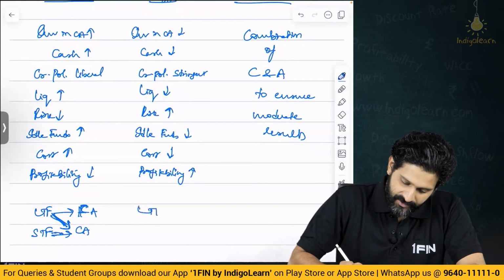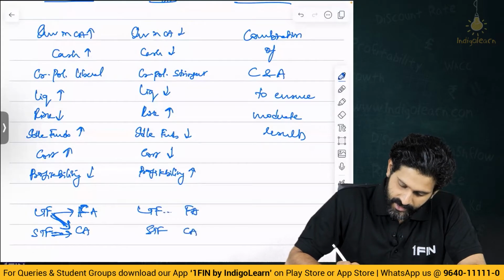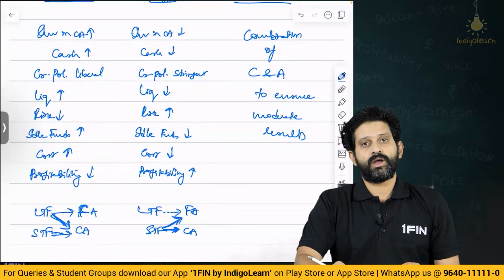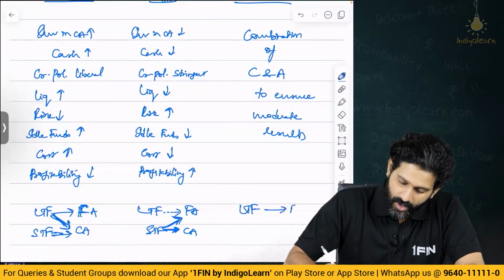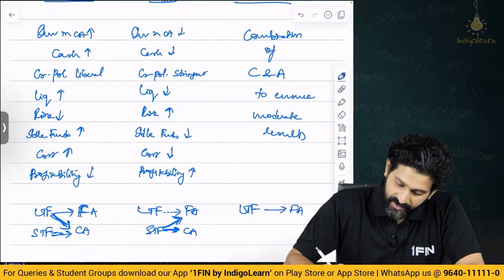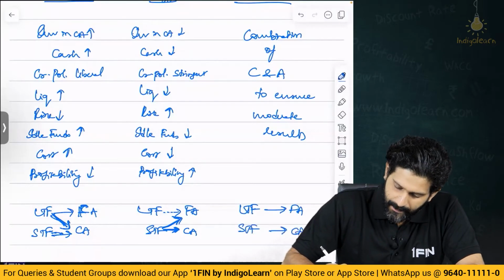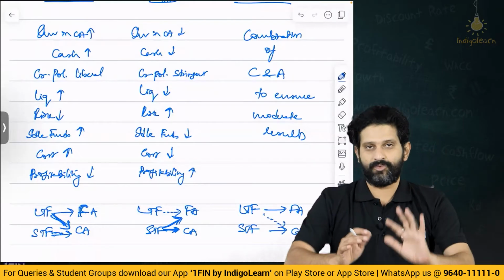Whereas, in terms of the aggressive approach, what happens? Short-term funds and current assets, these are slightly lesser. Short-term funds will be more active in funding the fixed assets also. Whereas, in a moderate approach, to the extent possible, long-term funds will fund fixed assets, and short-term funds will fund current assets. A part may come here. This is a moderate approach.